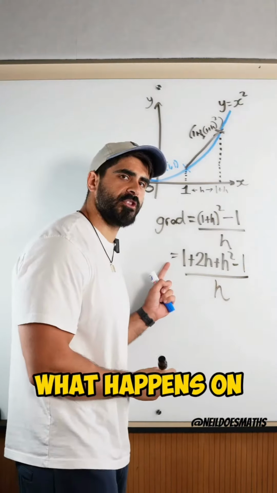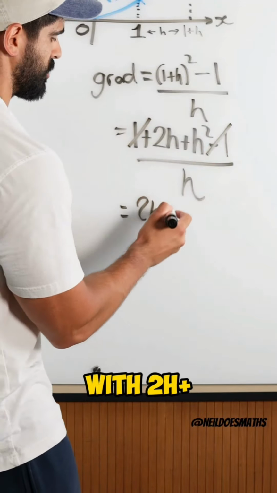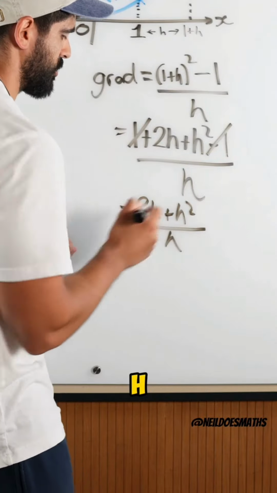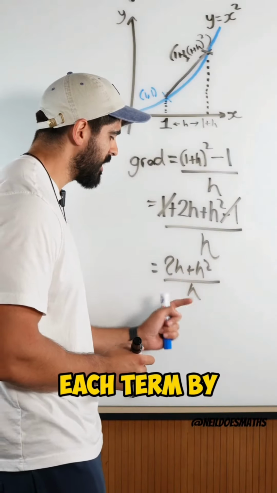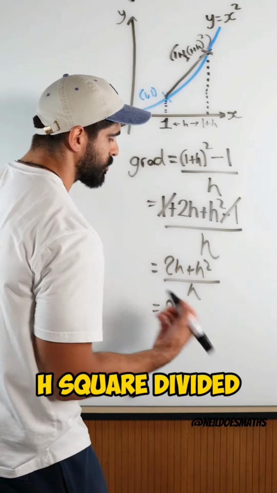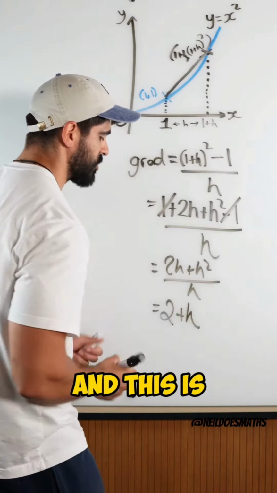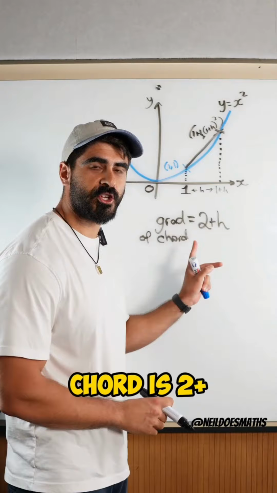Do you notice what happens on the numerator? The 1s cancel. We are left with 2h plus h squared over h. Do you notice anything? They all have h. We can divide each term by h, and we are left with 2 plus h squared divided by h is just h, and this is just 1. So the general gradient of the chord is 2 plus h.